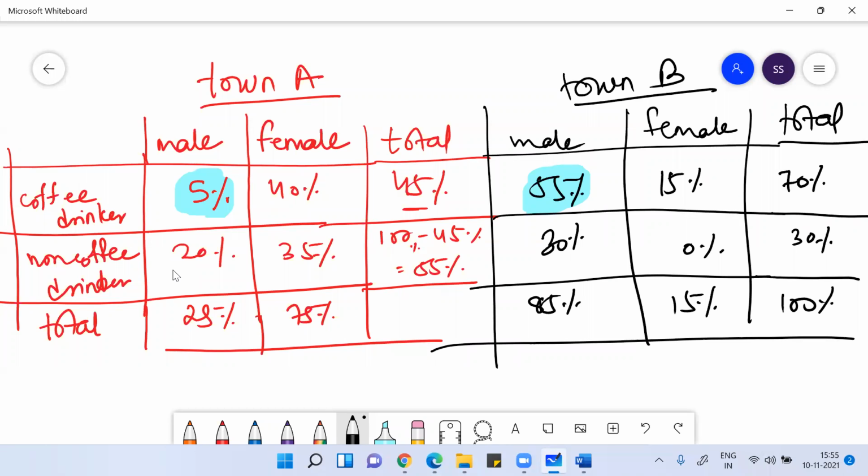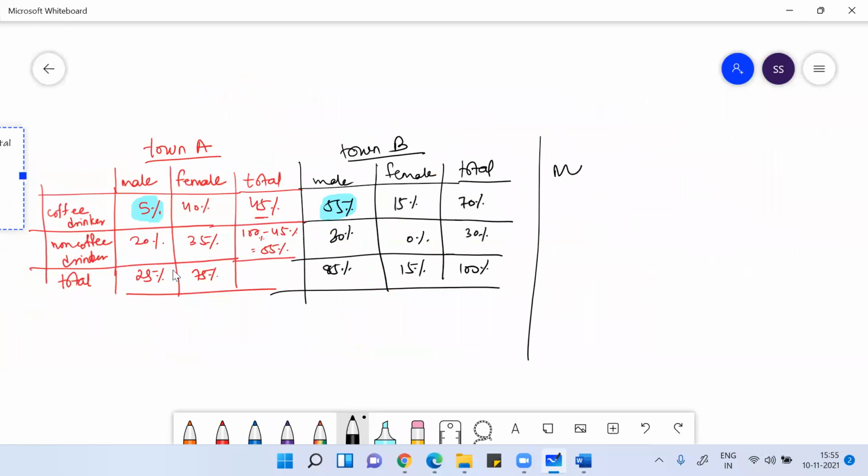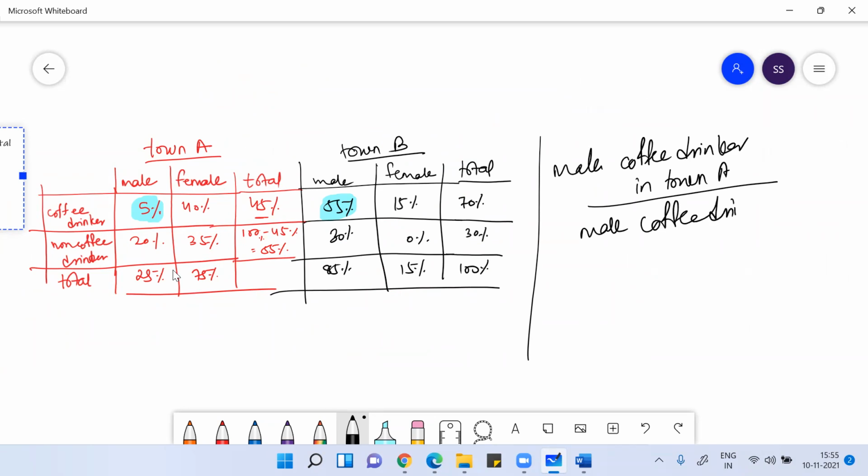So they ask you the male coffee drinker in town A divide by male coffee drinker in town B. This was the question, the ratio of male coffee drinker in town A divide by the male coffee drinker in town B. So this would be 5 by 55 means 1 is to 11.